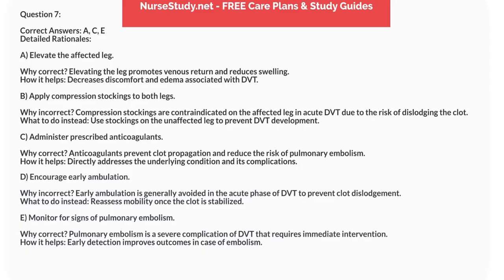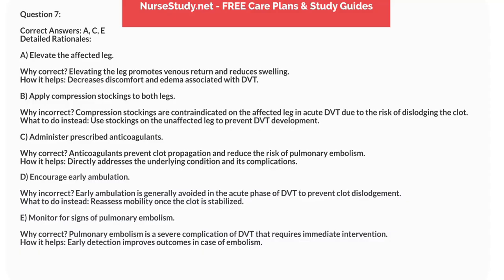C. Administer prescribed anticoagulants. Why correct? Anticoagulants prevent clot propagation and reduce the risk of pulmonary embolism. How it helps: directly addresses the underlying condition and its complications. D. Encourage early ambulation. Why incorrect? Early ambulation is generally avoided in the acute phase of DVT to prevent clot dislodgement. What to do instead? Reassess mobility once the clot is stabilized. E.